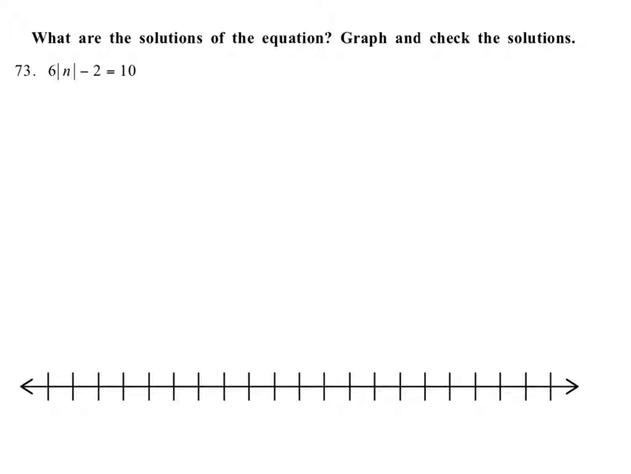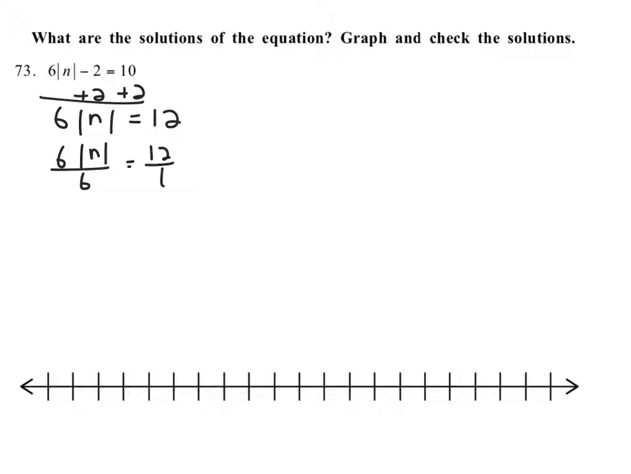So we have a couple of things happening outside the absolute value bars. We've got to get it down to just those absolute value bars. So we have this times 6, and we have this minus 2. The minus 2 is the thing that we've got to undo first with the plus 2 on both sides. And we get 6 absolute value of n is equal to 12. What's happening outside the absolute value bars? It's being multiplied by 6. So we need to undo that by saying 6 absolute value of n divided by 6 equals 12 divided by 6.